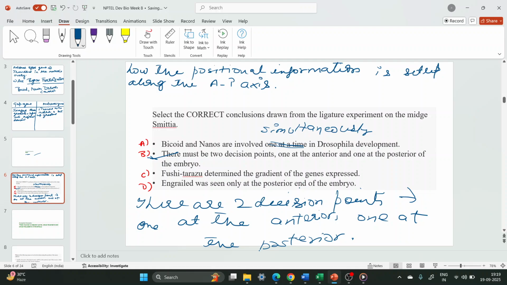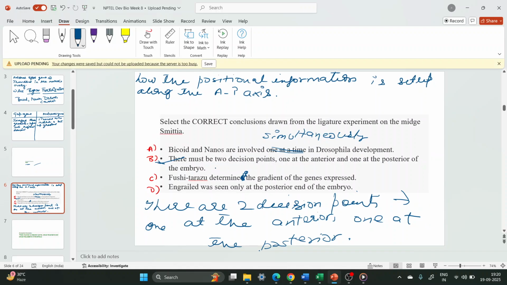Then, Fushi Tarazu experiment determined the gradient of the genes expressed. Is it correct? No. They do not determine the gradient of the genes expressed, because these are pair rule genes, not gradient genes.